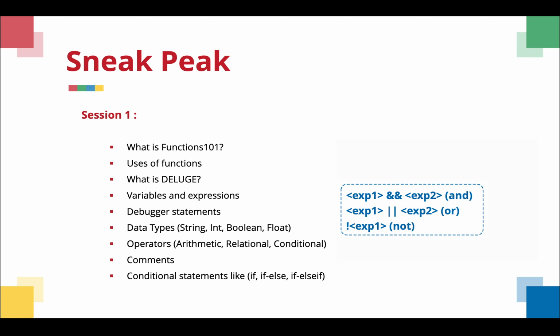Then we have conditional operators. As you can see here, we have two expressions. If you want to compare both the expressions and return a Boolean output like true or false, you would use conditional operators like if expression 1 is true and if expression 2 is true, then return true. That's the first type. The second type is if expression 1 is true or if expression 2 is true, then return true. That's the second type. The last one is just an exclamation point, which pretty much negates whatever expression you give.